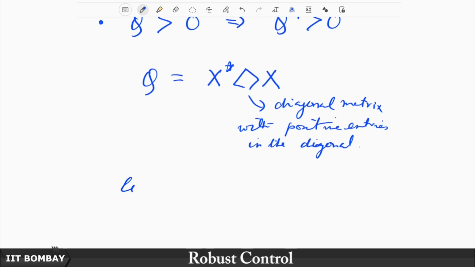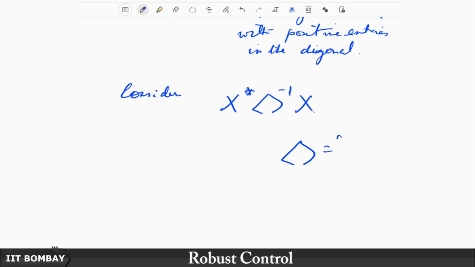So now consider x Hermitian lambda inverse x. What is this lambda going to look like? This lambda looks like, let us say, lambda 1, lambda 2, these are all real numbers, till lambda n. So this lambda inverse is then of course 1 by lambda 1, 1 by lambda 2, so on till 1 by lambda n, and all of these exist because they are strictly positive. So you will not encounter this 1 by 0 scenario because none of these eigenvalues are 0. We have seen it to be an if and only if condition for positive definiteness, that all eigenvalues must be strictly positive.